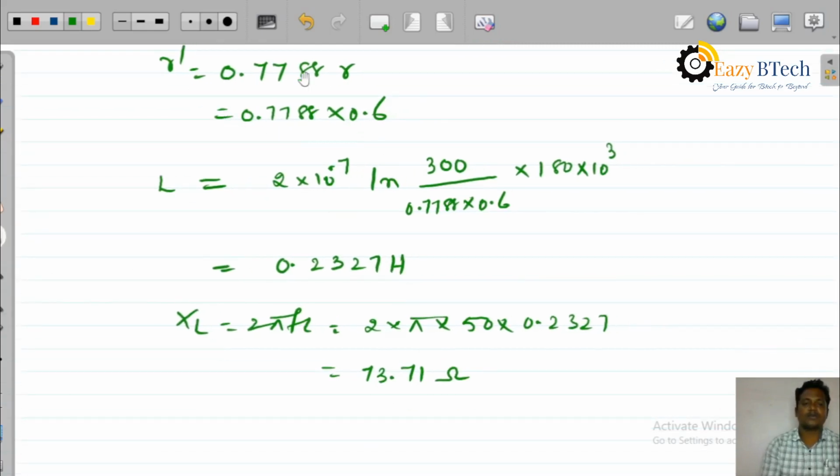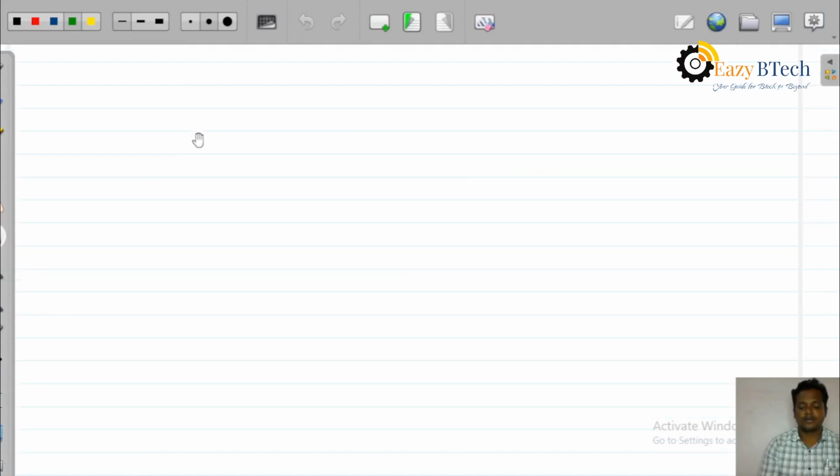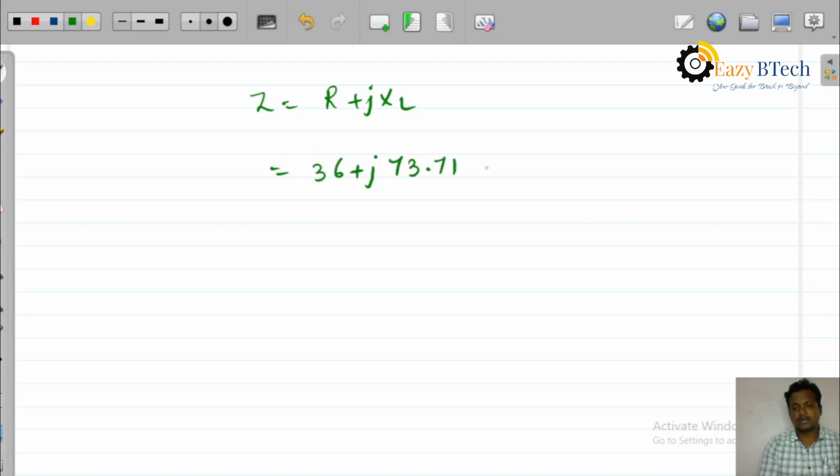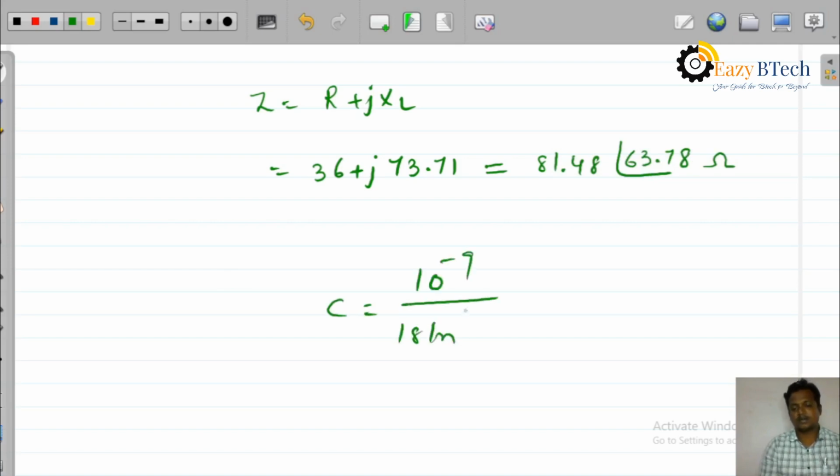Therefore the impedance Z equals R plus jXL. The R value is 36 plus j73.71. In polar form it is 81.48 at an angle 63.78 ohm.